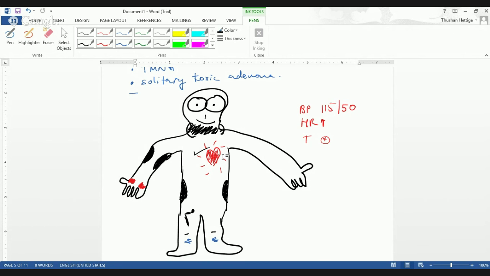When your heart is chock-a-block full of blood, it stretches out. When it stretches out, it loses its function. It doesn't work as well. And we call it high output cardiac failure. It just dilates. It undergoes eccentric hypertrophy. And then obviously, you get weight loss.